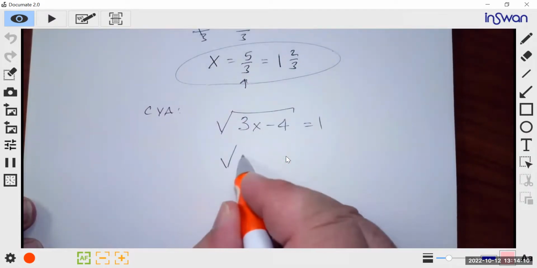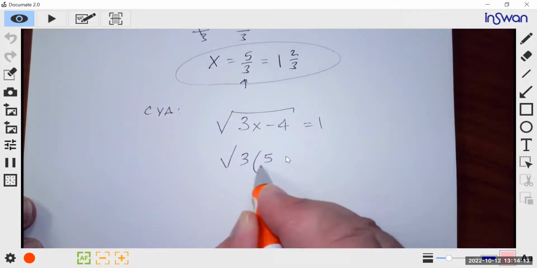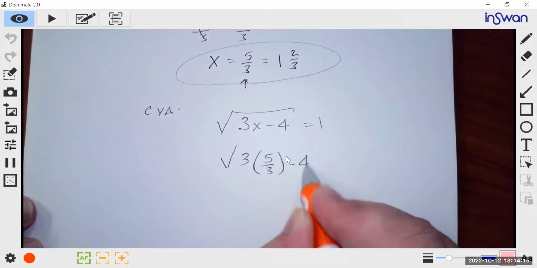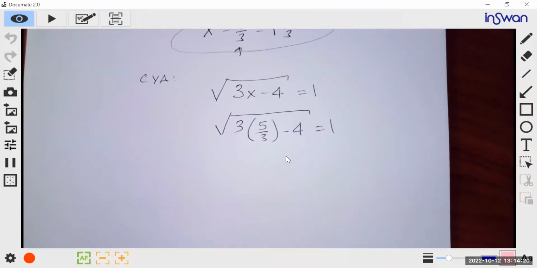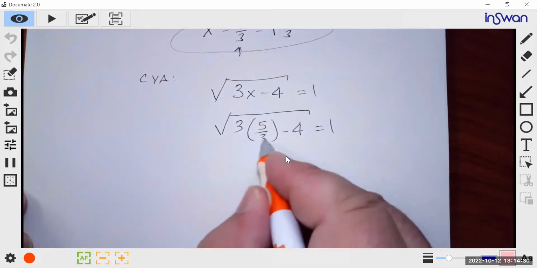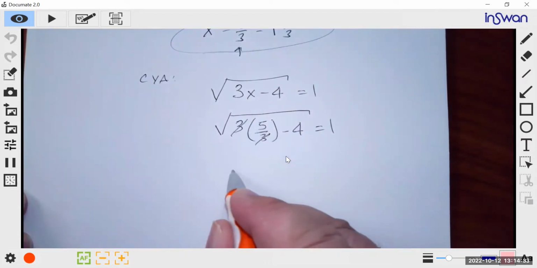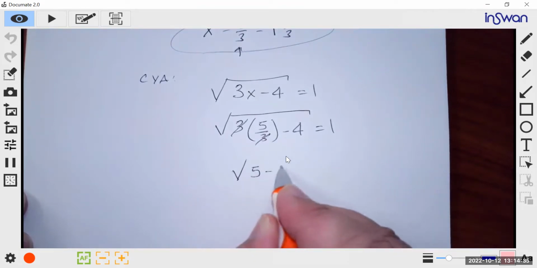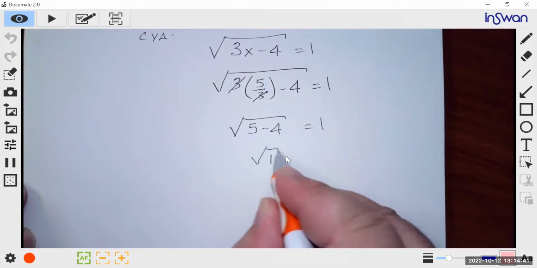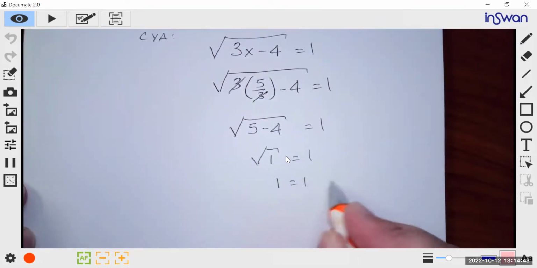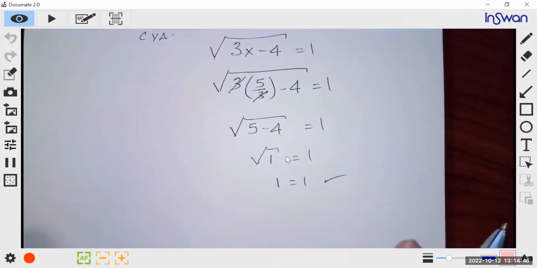So anywhere we see an x, we put a 5/3. The 3's cancel. So we have 5 minus 4. 5 minus 4 is 1. Square root of 1 is 1. So our answer is correct.